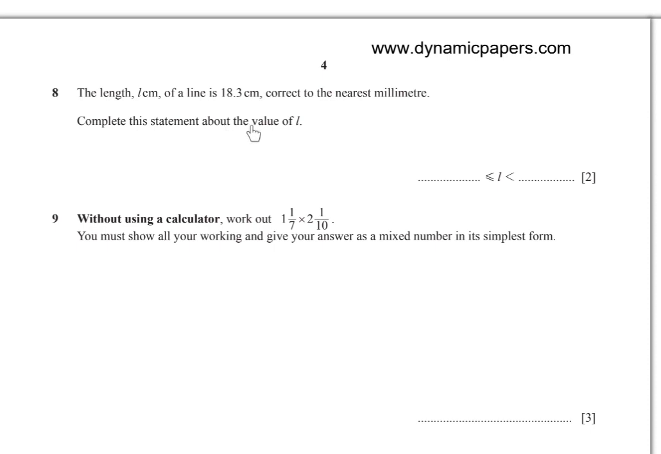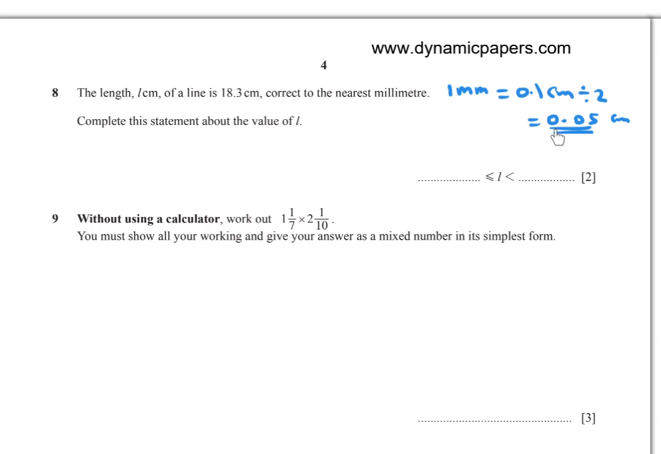Number 8, the length in centimeter of a line is 18.3 centimeter, correct to the nearest millimeter. Complete the statement about the value of L. So we need to find the lower and the upper. Correct to the nearest millimeter, 1 millimeter equals 0.1 centimeter, so divide by 10. Now divide by 2, so this means 0.05 centimeter.